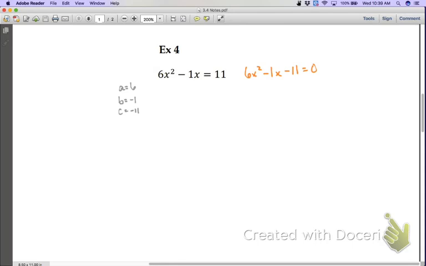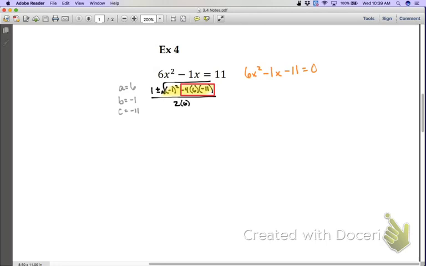So the opposite of B is 1 plus or minus the square root of negative 1 squared minus 4 times 6 times negative 11. All of that is underneath the radical, and then it's over 2 times 6. So again, I'm going to do everything inside here first, and I'm going to put the negative with the 4 and multiply those values there.